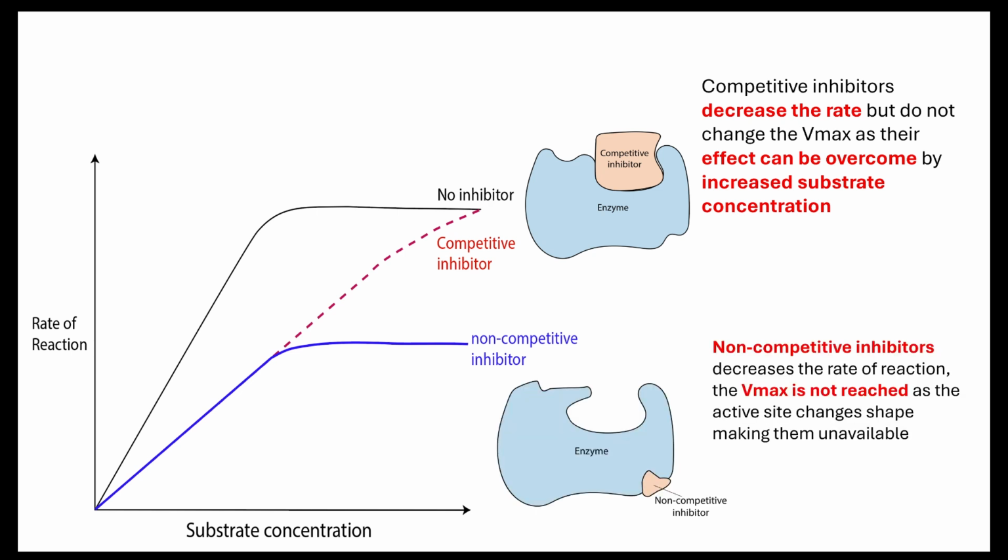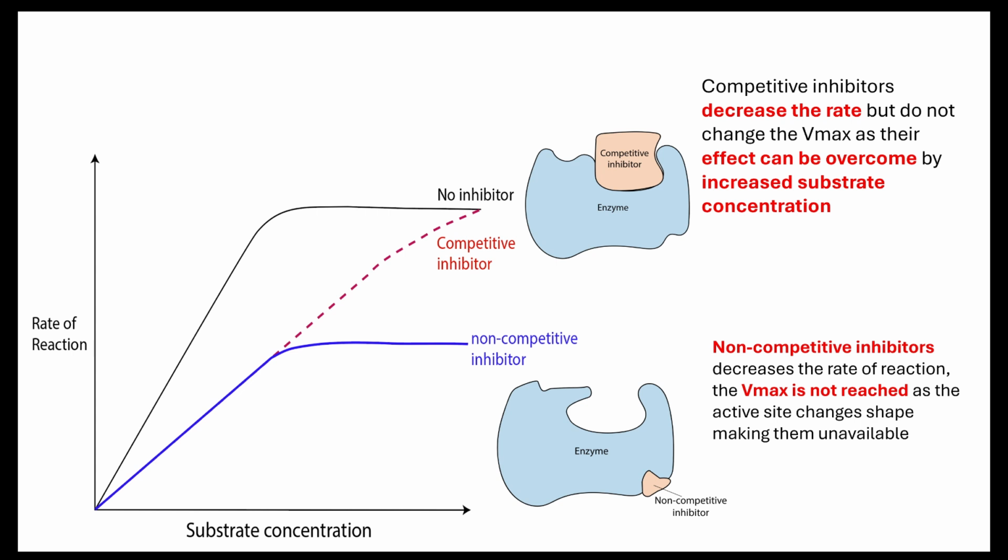Whereas if we have a non-competitive inhibitor, again, we have a fixed volume of this non-competitive inhibitor, that will decrease the rate and the Vmax will not be reached. And that will not be reached because obviously the non-competitive inhibitor has bound to the allosteric site, changing the active site shape. We therefore have less active sites available to do the reaction, so we will never reach that Vmax point.